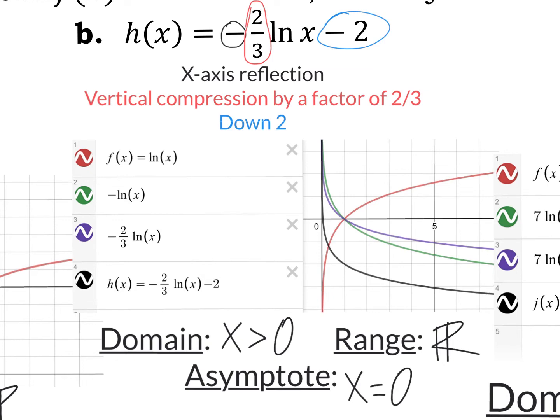And so my domain is still x is greater than 0 because the graph is still going off to the right. The range is always all real numbers. And so even though the graph is going down, it still has the same asymptote. It's still avoiding the x equals 0 line.